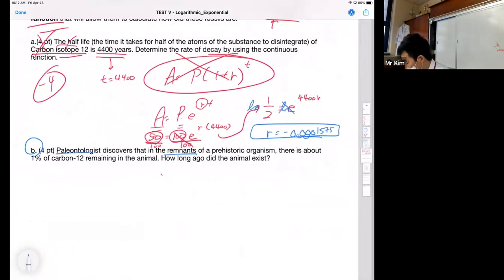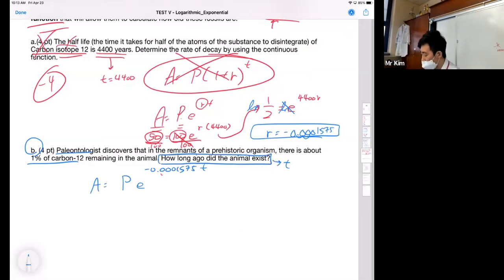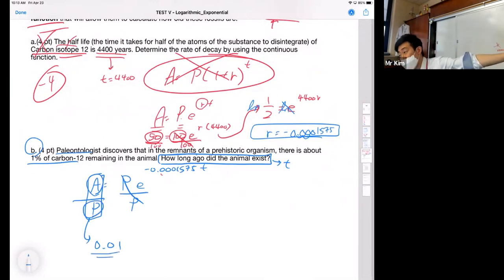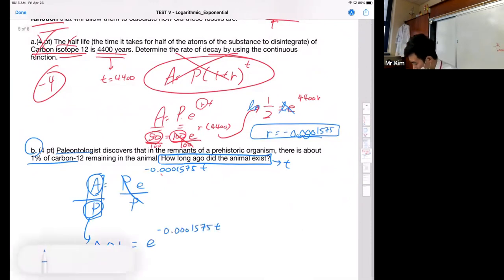A paleontologist discovers a remnant of a prehistoric organism, and there's about 1% of the carbon left. If I were to use the same equation, with negative 0.0001575 times T, because I'm asked to solve for how long ago the animals existed. I'm looking for time right now. If I divide both sides by P here, the A over P actually represents 0.01, because compared to the original, I have only 1% left over. So that is equal to e to the power of negative 0.0001575 T. Use natural logs all over again.